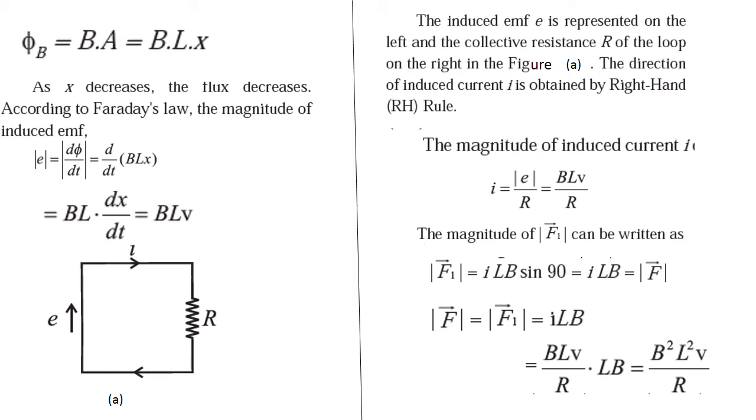So what is the magnitude of F1? That is the force that is opposing the pulling force. So mod of F1 is equal to I L B sine of 90, which is just I L B because sine 90 is equal to 1. And as only F1 is surviving, we can take that force as the opposing force F, which is equal to I L B. Substituting the value of I, we get the magnitude of force F as B L V upon R into L V. So the opposing force F is equal to B square L square V divided by R.